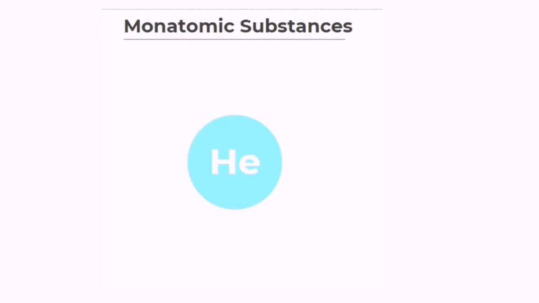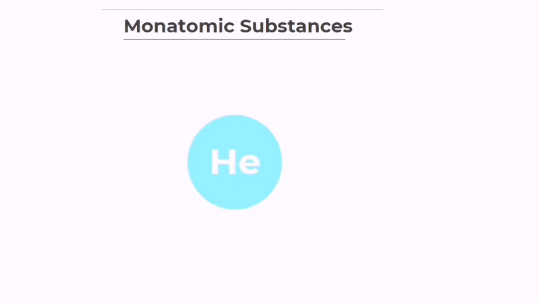Every substance has its own number and types of atoms present, making it unique from one another in terms of properties. For instance, there exist one-atom substances, referred to as monoatomic substances. Helium, for example, a gas used in filling balloons, is monoatomic.